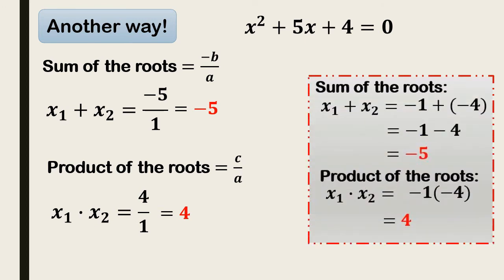So, kung mapapansin nyo, sa ating unang solution, the value for the sum of the roots sa ating unang solution is negative 5, and the product of the roots is positive 4. So, as you can see, parehas ng lumabas na value ng sum and product of the roots. So, it means, pwede natin gamitin alinman sa given formula para mas ma-identify natin or mas madali nating ma-solve ang sum and product ng quadratic equation.